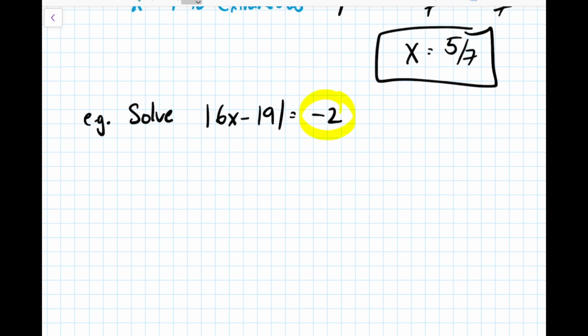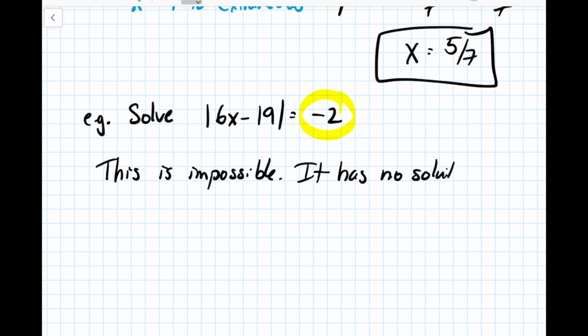Remember, we're dealing with absolute values. There is no way that an absolute value is ever going to equal -2. So this equation, right from the get-go, is impossible. There's no way this is going to work. It has no solutions. We just know that based off of how things go.